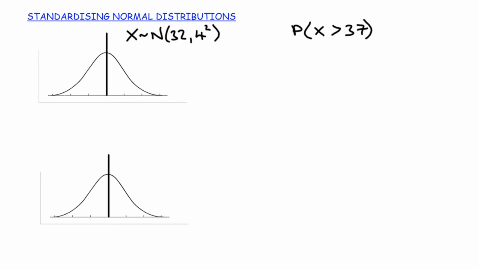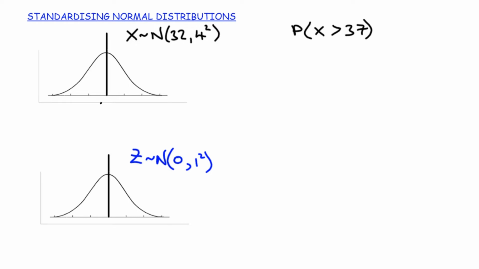Okay, there are no tables designed for this particular distribution. There's only tables designed for everybody's favorite, the Z distribution. It follows a normal where the mean is 0 and the standard deviation is 1. So what we're actually going to try and do is turn this X distribution into the Z distribution. Okay, so let's just quickly look at what each of these will look like if we were to sketch them.